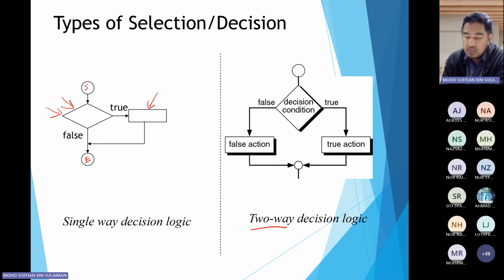For two-way decision, okay. So when we have this kind of decision, we have either true, so we will execute the true action. When we have false, we will execute the false action. So this is the difference between single way and two-way decision.